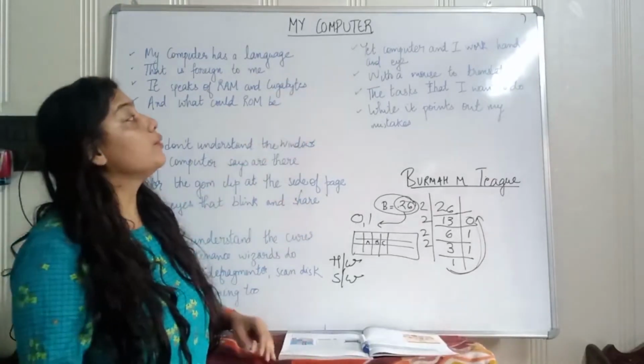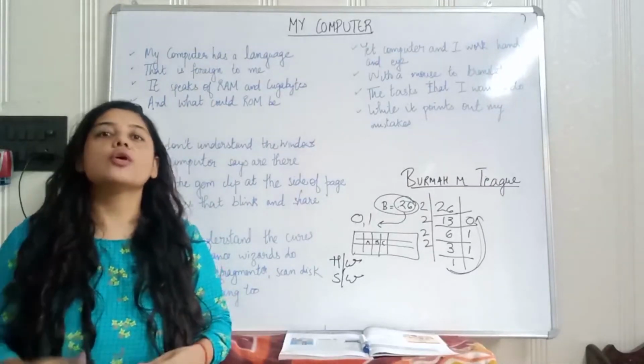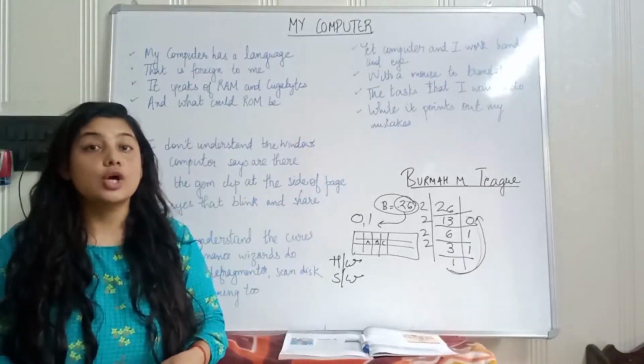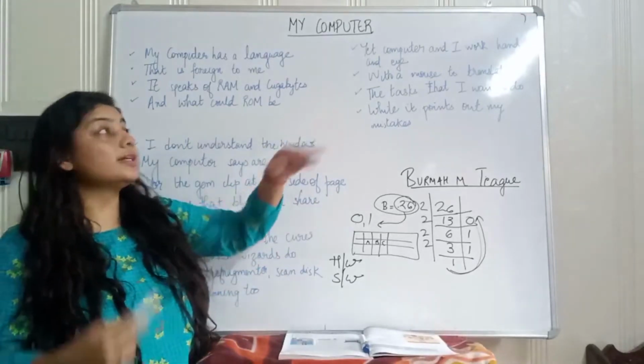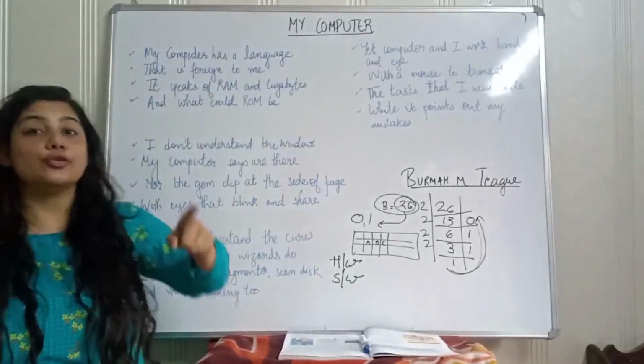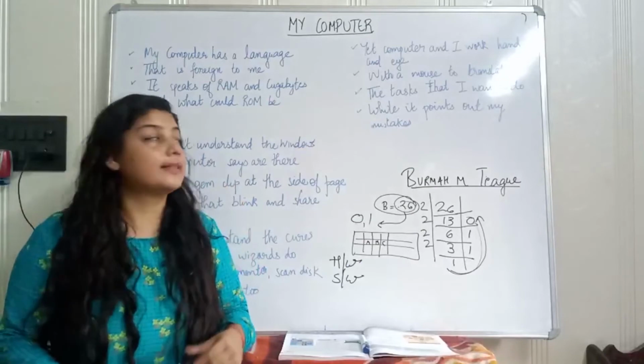Yet computer and I work hand in eye. Hand in eye means together. The computer cannot work on its own. If you give some instruction, only then the computer will work. So what is the poet saying? That computer and I work together. However, the language is still foreign to me. I don't understand the language of the computer, but still we work together.